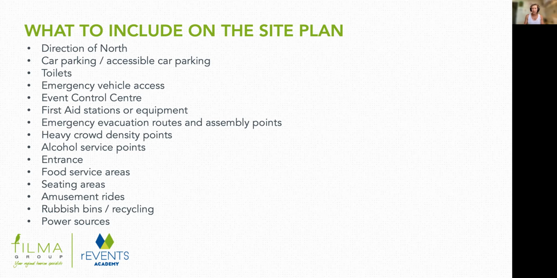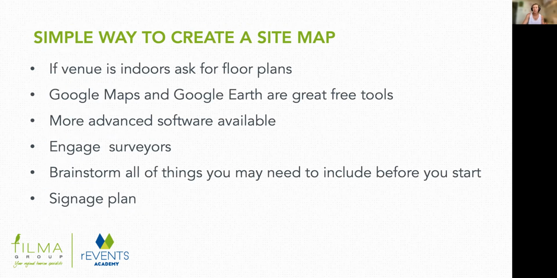Alcohol service points, obviously the entrance to your event, any food service areas, seating areas, where the amusement rides are located, where your rubbish bins are, and also recycling points as well. And things like power sources, sewage points, etc., will also be important from an internal perspective. The thing to keep in mind is if you're using an indoor venue, then this is obviously quite different. So this is very much based on an outdoor venue in a park, a showground, etc. But obviously if it's indoors, then there'll be some different things for you to consider.